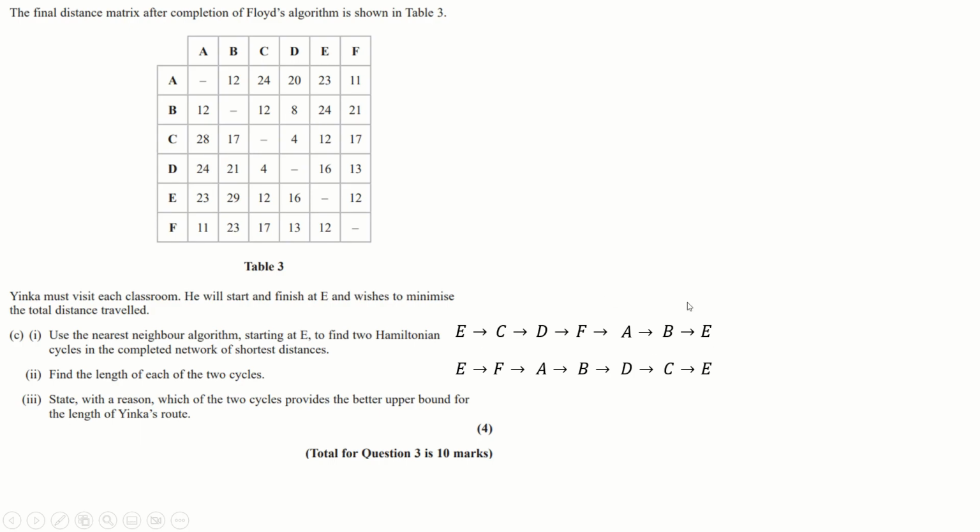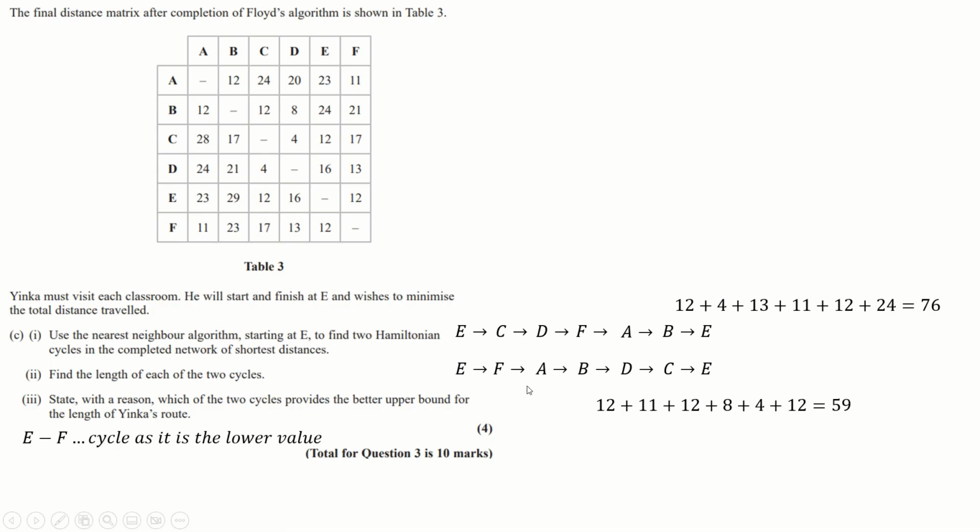What you should do when you're doing this is write down the numbers above them so that you don't have to look in the table again. But if you do that, you'll get all these numbers which add up to that, and then all these distances add up to that. The better upper bound is this one here because it's the lower of the two. So the ECF one is the better upper bound.